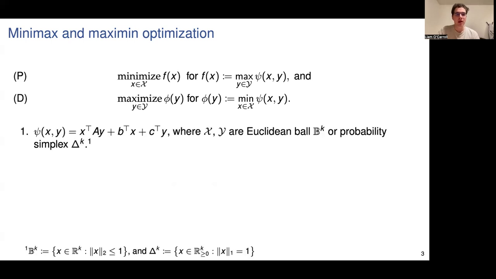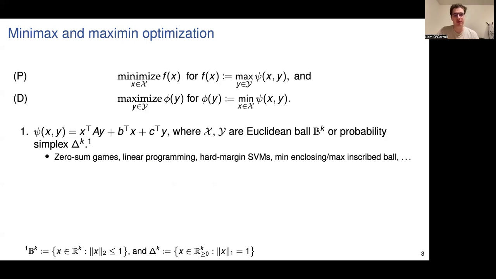One canonical example is bilinear matrix games, where you have the objective x transpose Ay plus b transpose x plus c transpose y, and the constraint sets X and Y are either the unit Euclidean ball or the probability simplex. This has many applications, including zero-sum games, linear programming, hard margin support vector machines, and minimum enclosing and maximum inscribed ball.